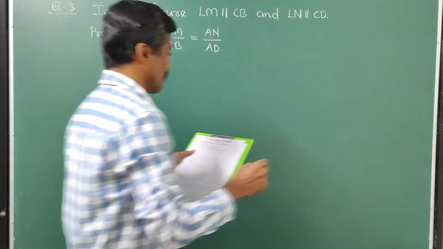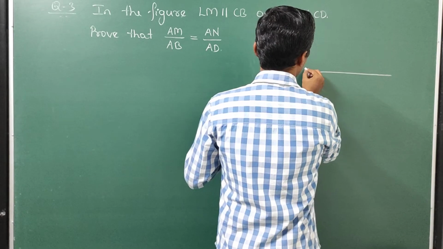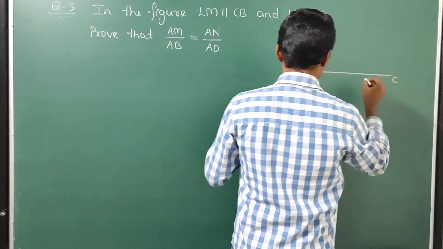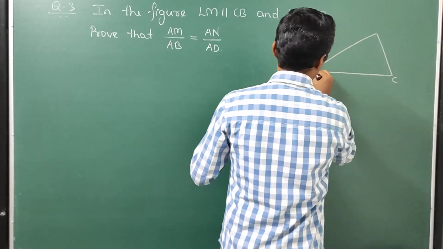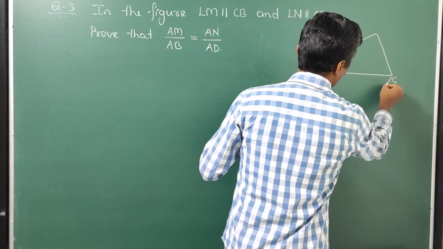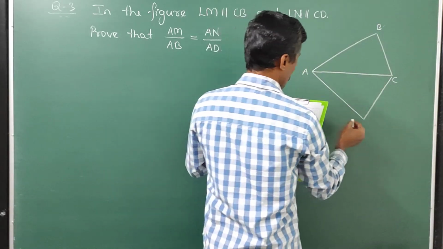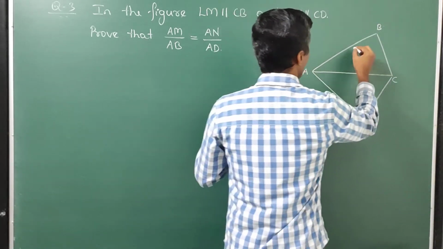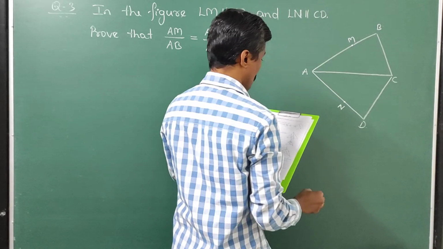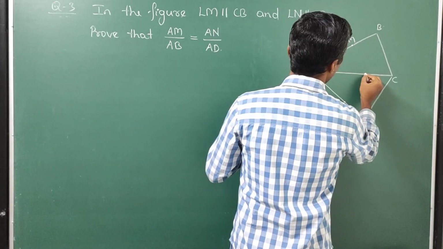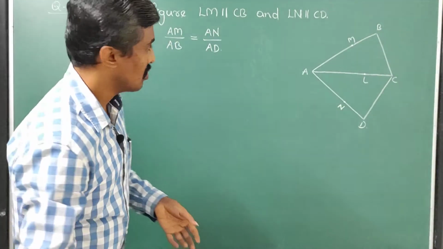The figure is like this. There is a line AC, and from A to B, one line. So AB is a line, then A to D is another line. M is a point on AB and N is a point on AD, and one more point, that is L, on AC. Just observe the figure now.